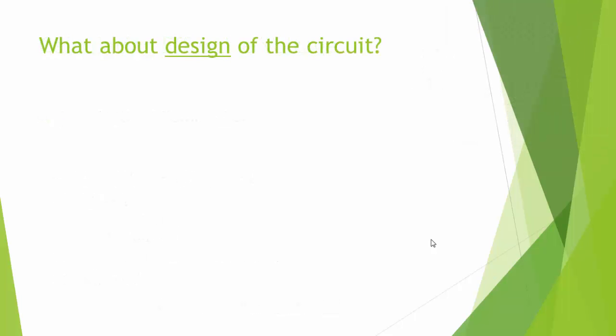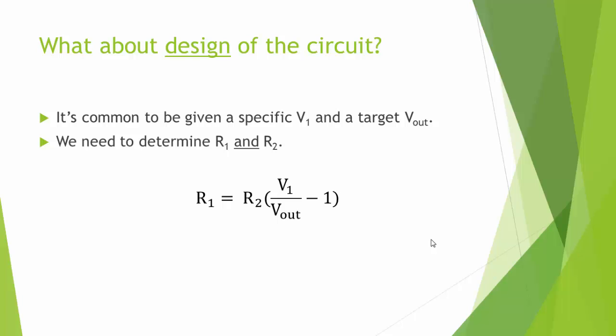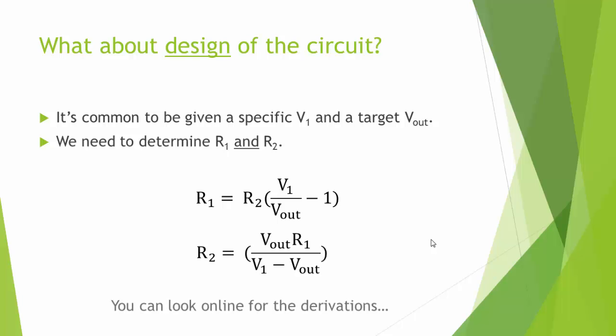Okay, now we might ask ourselves, it's great to be able to calculate the output voltage if somebody hands us a circuit. What about if we had to design that voltage divider circuit ourselves? This is a very common thing, to have a specific V1, for example, a robot that has a 24-volt battery, and a target Vout for a sensor or something like this. For this situation, we need to be able to determine R1 and R2. So there are expressions specifically for this as well. R1 is equal to R2 times V1 over Vout minus 1, and so on.